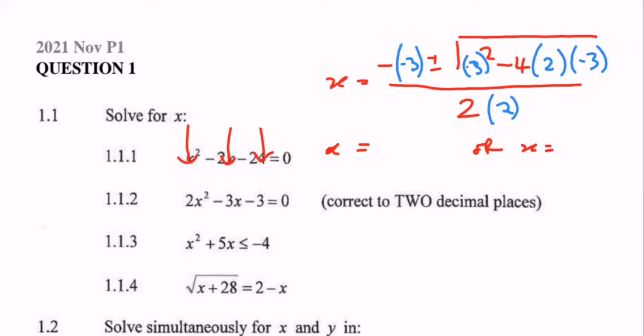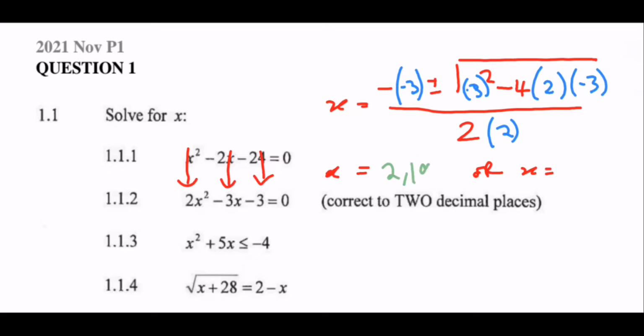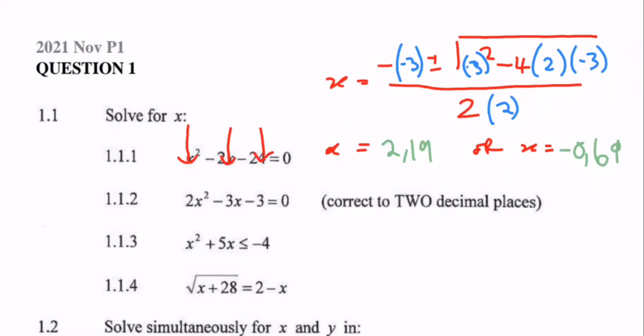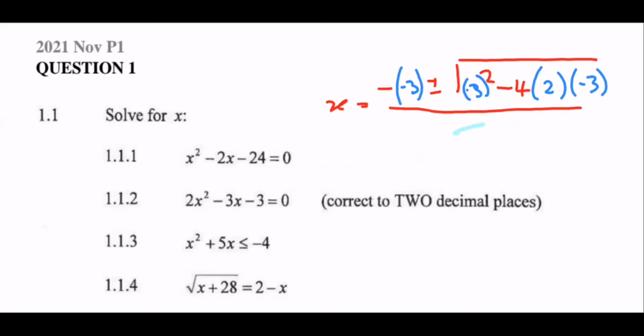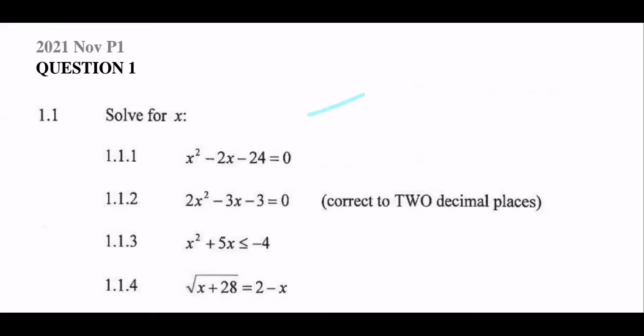Okay, I got an answer from Devin. Just tell me if this is the correct answer. You confirm it with the answer that you got. So I got 2.19 and negative 0.69. Let me just check if I got that correct. 2.19 and negative 0.69. What do you guys say? Is that fine? No objections? Okay, thank you, Devin.